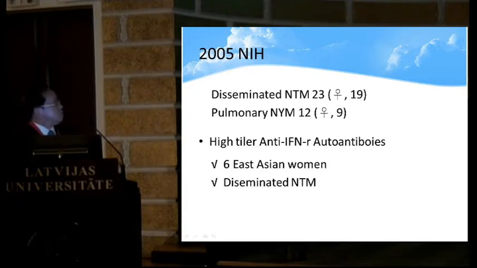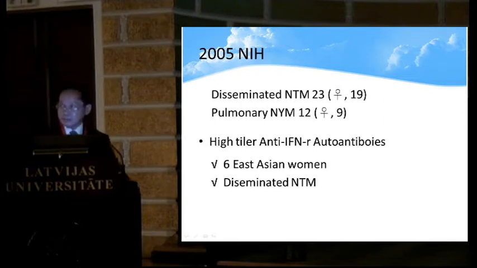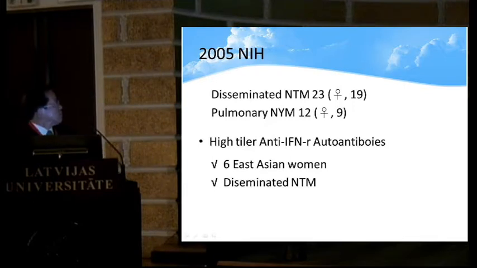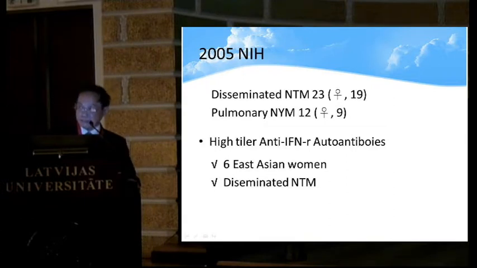Among all these 35 patients, about 80% were women, which is an important feature of these syndromes. Interestingly, they found 6 patients, all women, who also had anti-interferon gamma autoantibodies, but none occurred in the pulmonary NTM, only in the disseminated multi-organ NTM, and all patients were from Southeast Asia.